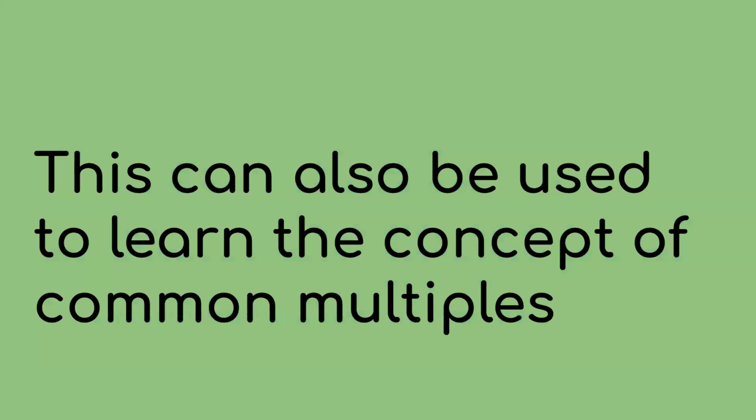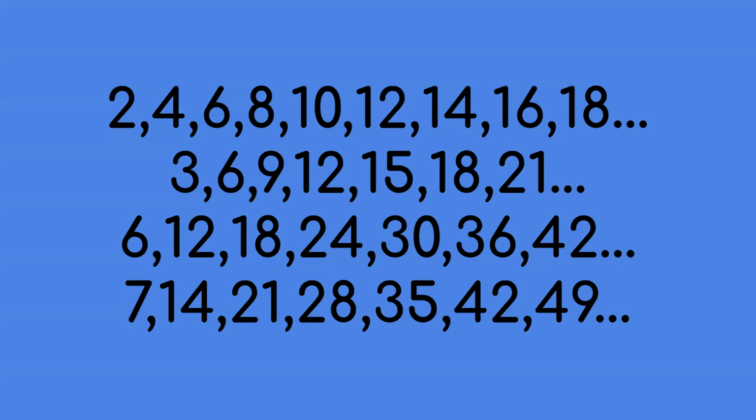Okay. And that is also used to understand the concept of common multiples, which you don't run into maybe until the end of 4th grade, mostly 5th grade. You can point this out and say, let's look at the lines for the 2s and the 3s. Now, where do you see the same numbers? Well, they both have a 6, and they both have a 12, and they both have an 18.